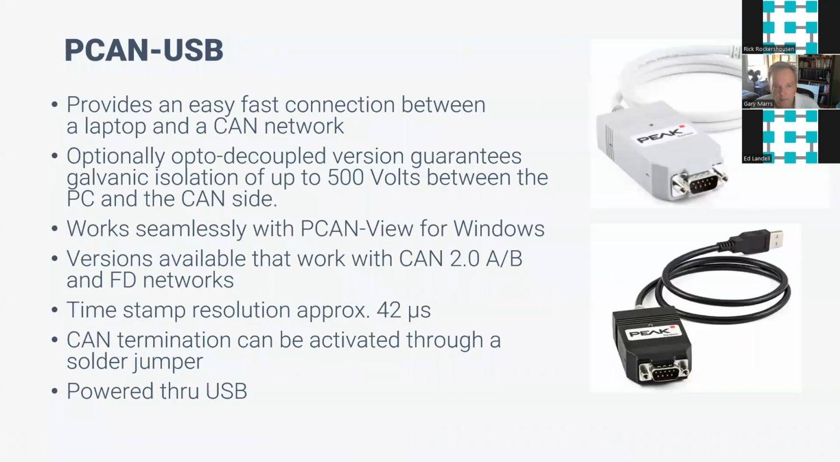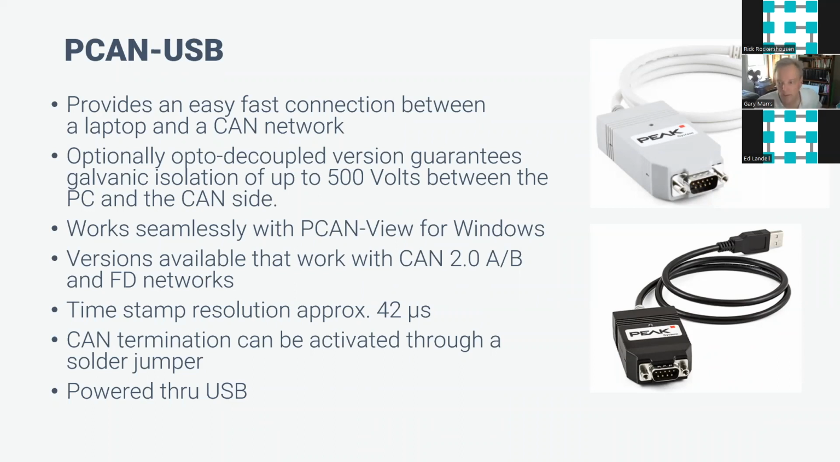So you need the Pecan USB to put your PC or laptop on the CAN bus itself. Using the Pecan USB is really easy. You plug it into your PC's USB port, and you can connect to the CAN network. There's several versions of the Pecan USB to CAN. The white one here is the basic Pecan USB, but this black version is a Pecan USB that can support FD and CAN 2.0 networks.